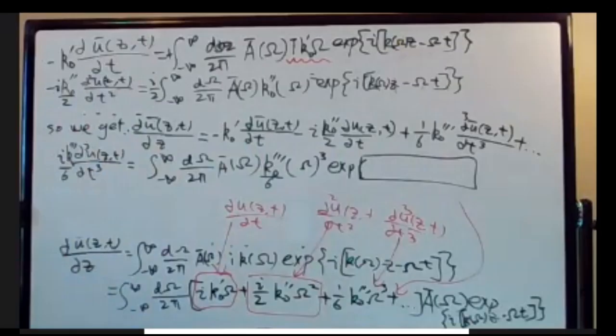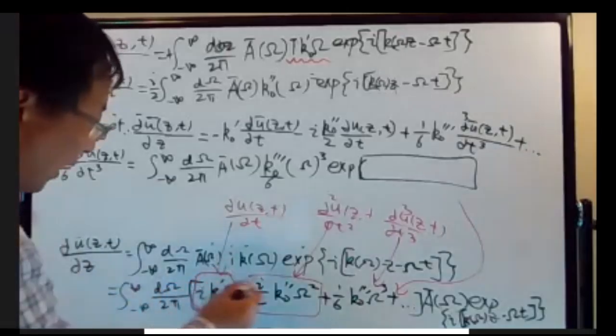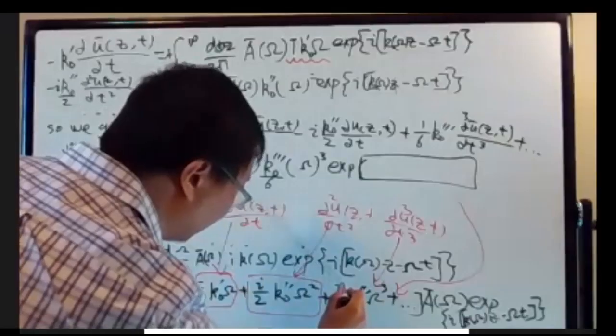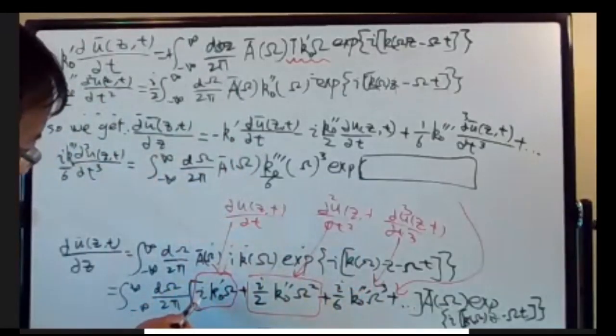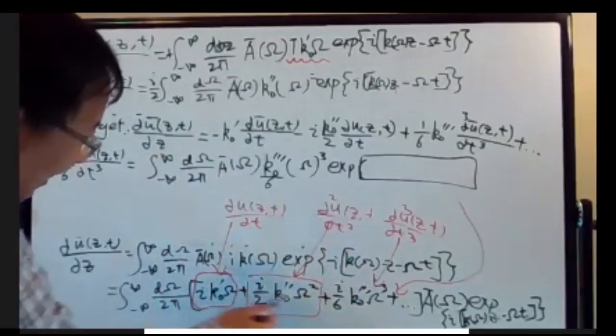Do I have an i missing? Let's hold on. So this will be the i. Yeah, okay, because I do have an i missing here. So there's an i here. So I should appear i here, i and i.